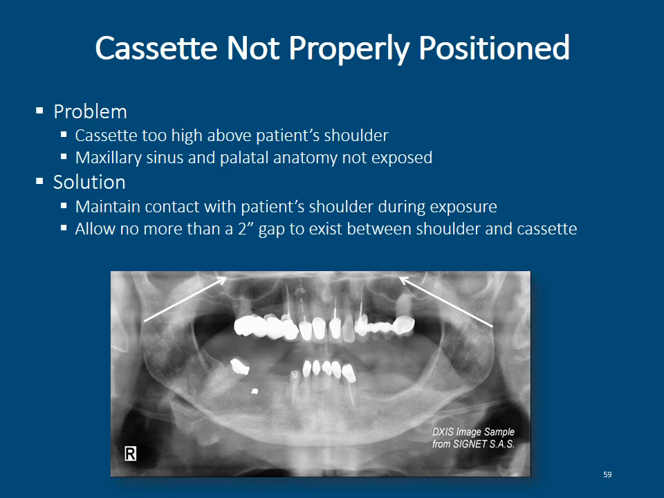If the cassette is positioned too low, where it's sitting almost directly on the shoulder, or if the patient has a very long neckline, you will end up losing diagnostic images and anatomical landmarks of the sinus area and the nasal cavity. So this is what the image would look like if it is set way too low: you have entirely too much information being shown below the chin and missing areas of diagnostic landmarks above the palatal areas.